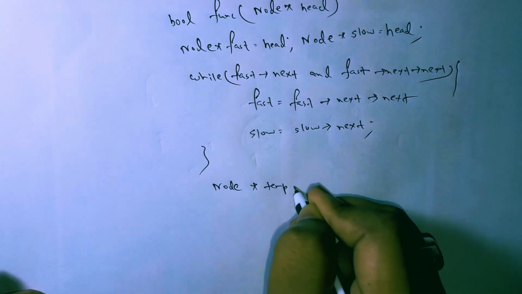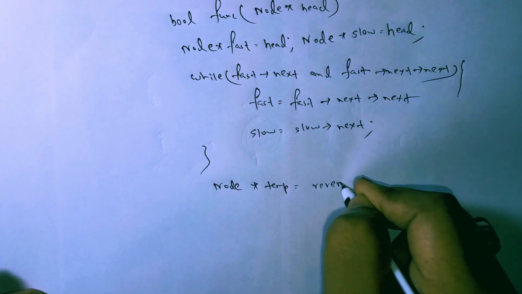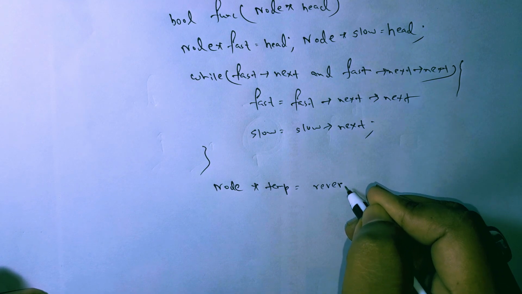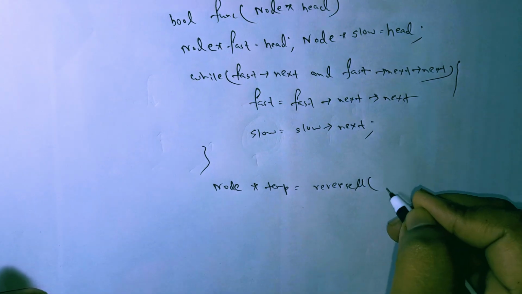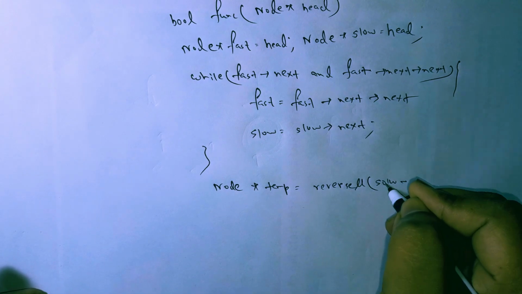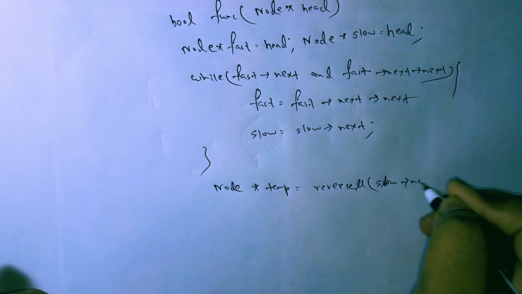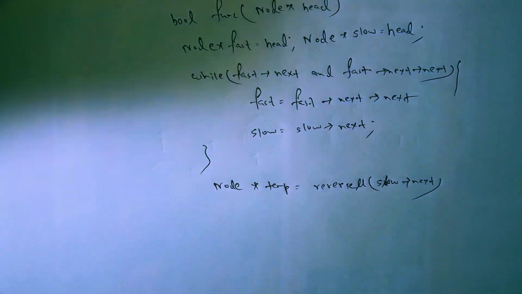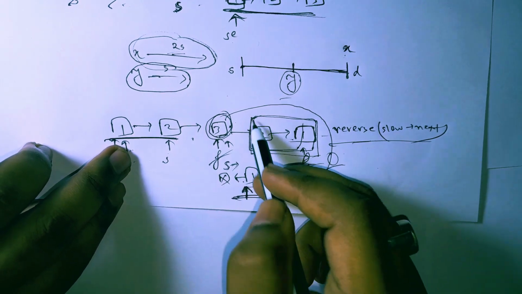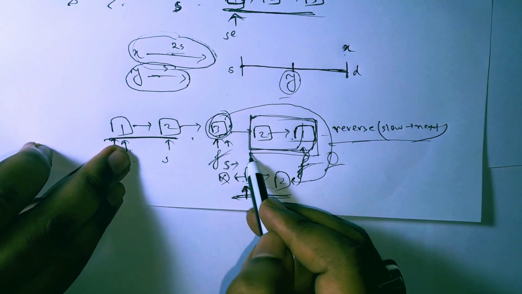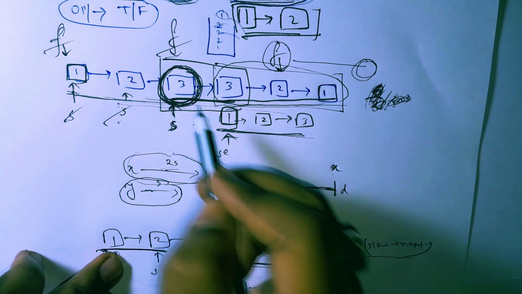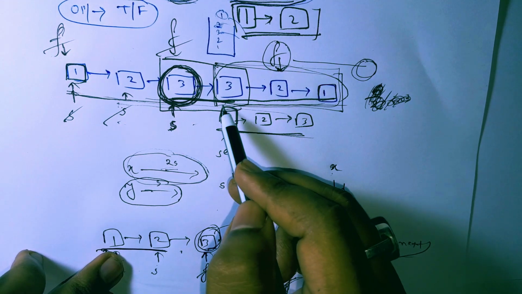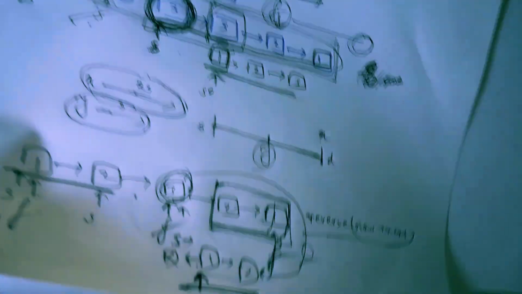Now my slow is the middle element of my linked list, so I will do the reversal and get, suppose, the reverse linked list of slow next. I have already told you my slow is here and I will reverse this part, so I will reverse the linked list of slow next. In the same way, my slow is here and I will reverse this part only, so I will do reverse linked list of slow next.